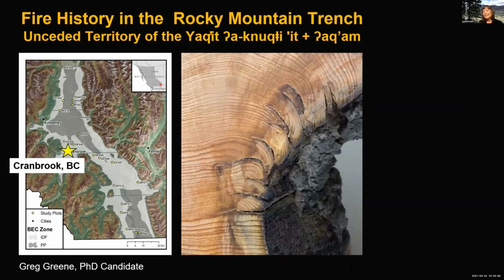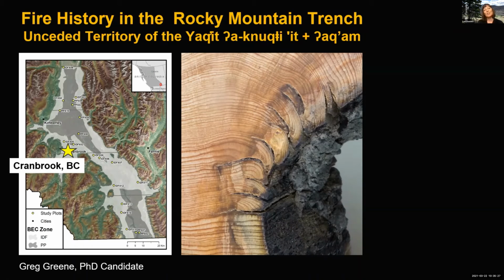For my third case study, I want to take us back to Cranbrook. Had we been meeting in person a year ago, we would have been based in Cranbrook and surrounded by the forests that I want to speak about next. So here we are in the Rocky Mountain Trench in the unceded territory of the Yaqan Nukiy and the Tobacco Plains people, of the area surrounding Cranbrook.